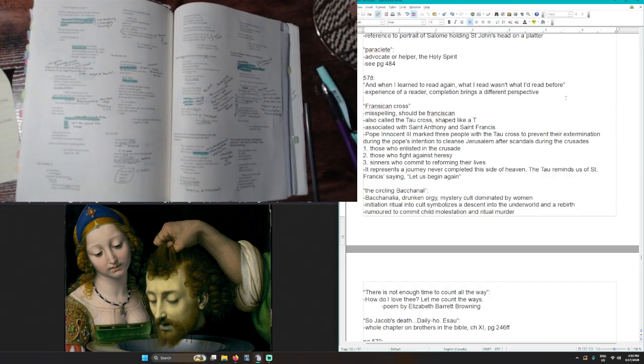Coming to it years later, hopefully you've changed as a person and bring a different perspective to it. We get a reference to a Franciscan cross. That's a misspelling. It should be a Franciscan cross, also called the Tau cross.